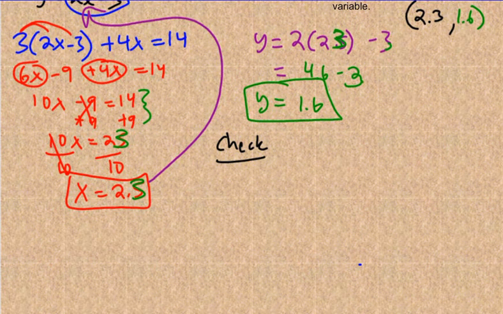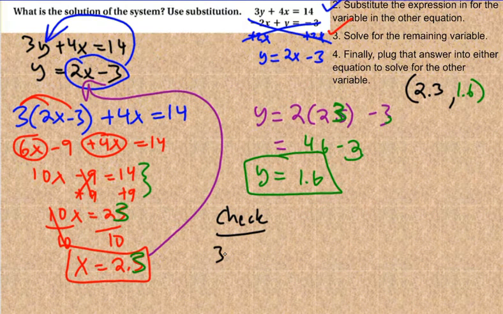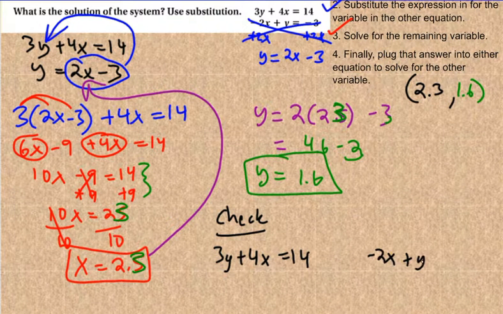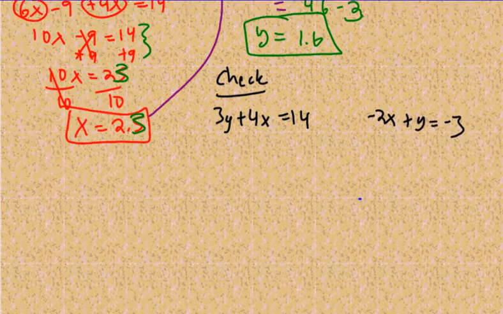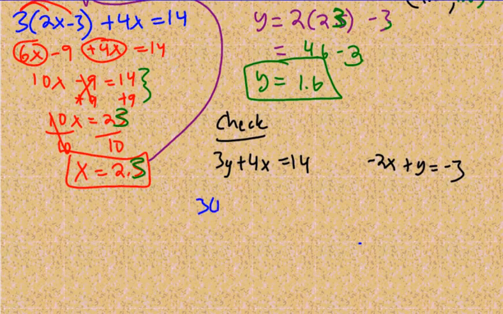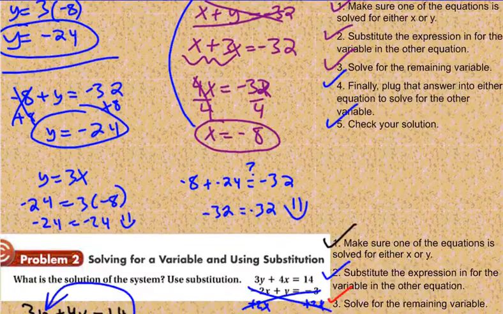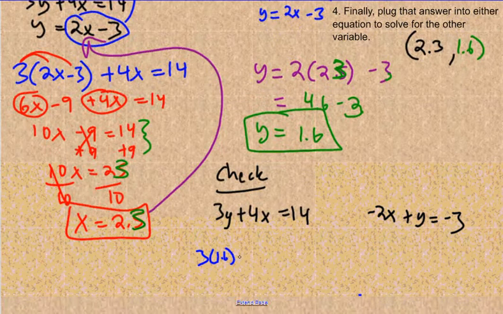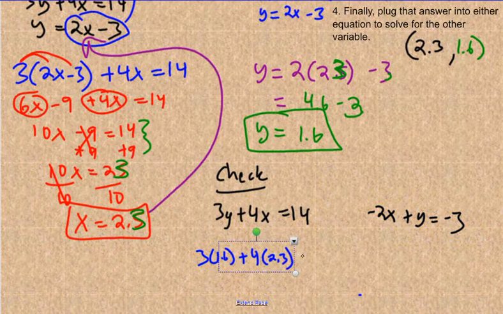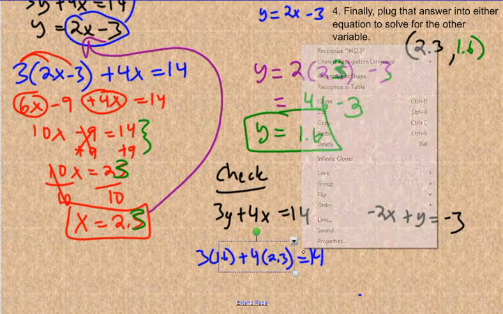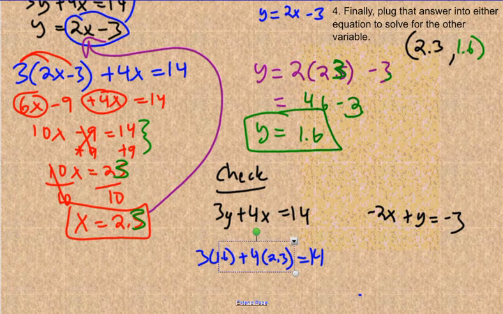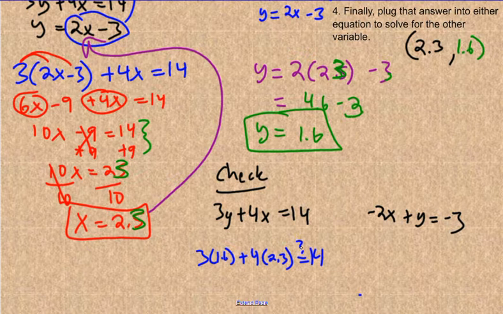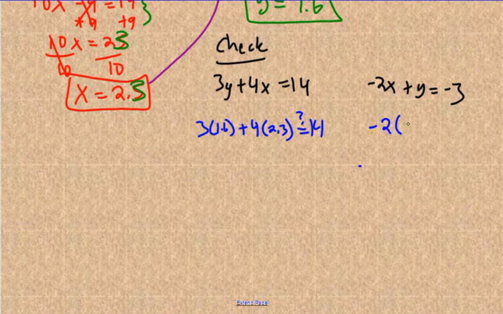So let's take those two equations. We had 3y plus 4x equals 14. And we had negative 2x plus y equals negative 3. Alright, let's plug in. 3 times 1.6. Wowzers. Plus 4 times 2.3 should equal 14. So I'll put a little question mark here. And on this side, negative 2 times the x, which was 2.3, plus 1.6 should equal negative 3.